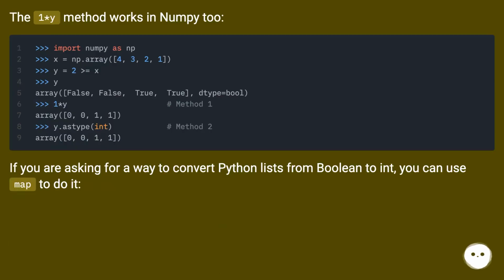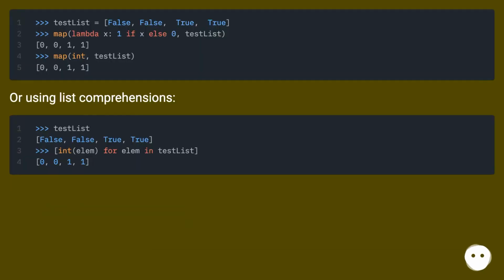The 1*y method works in NumPy too. If you are asking for a way to convert Python lists from Boolean to int, you can use map to do it. Or using list comprehensions.